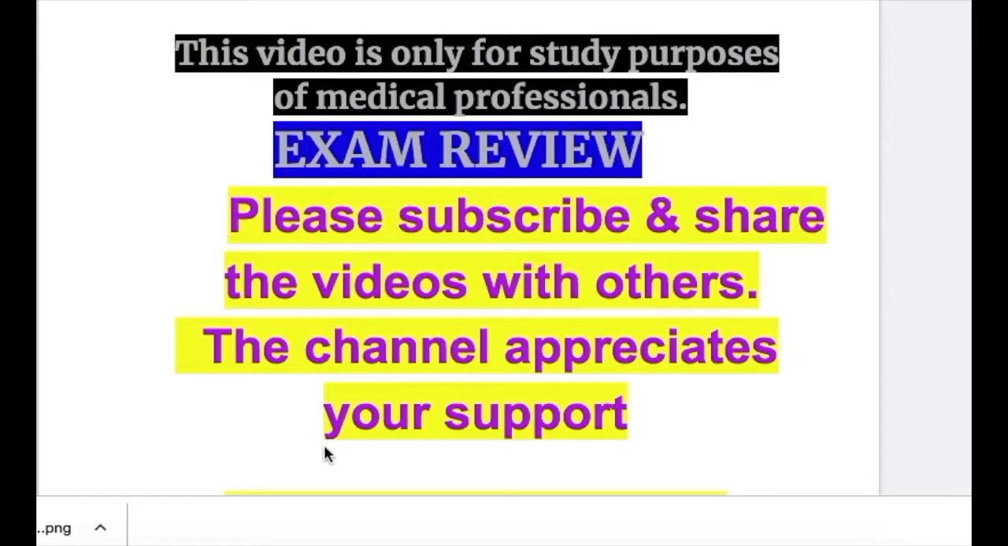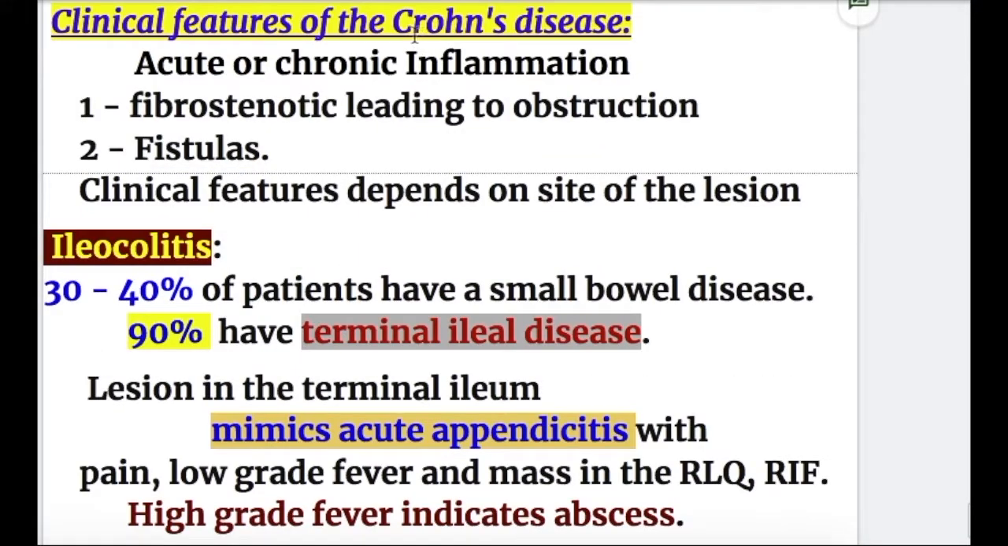In this video, we'll discuss clinical features of Crohn's disease. It may be acute or chronic inflammation, it may be fibrostenotic, which leads to obstruction, and number two, it may form fistulous tract. So, acute or chronic inflammation, fibrostenotic or fistulous. The clinical features of Crohn's disease depend on the site of the lesion.